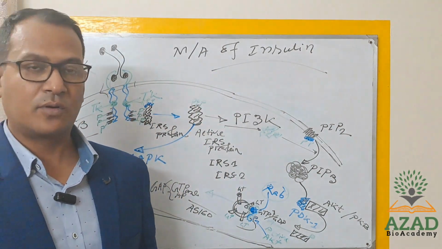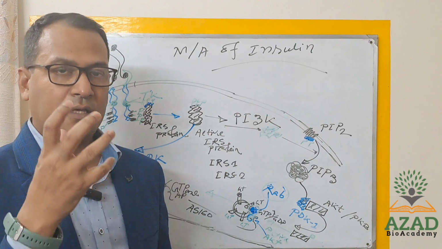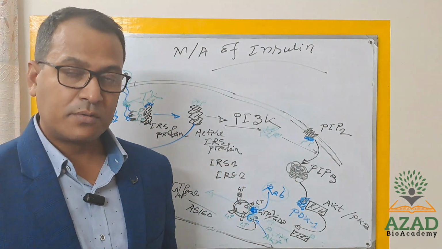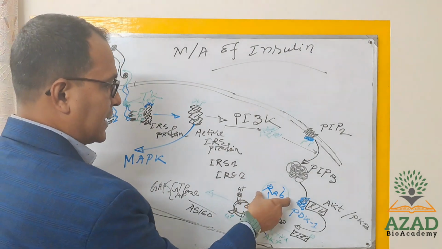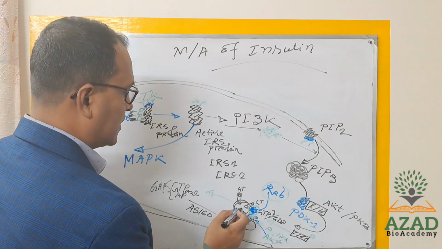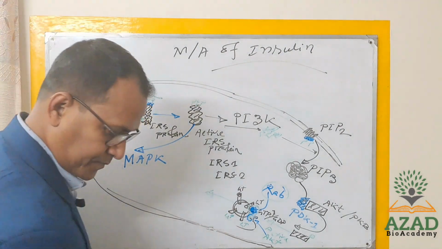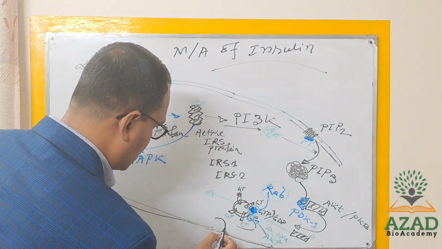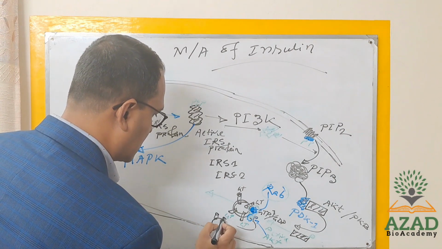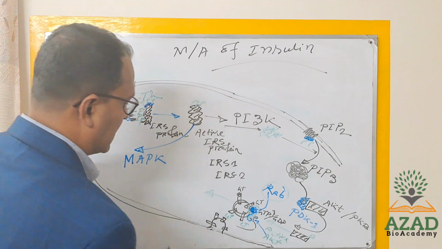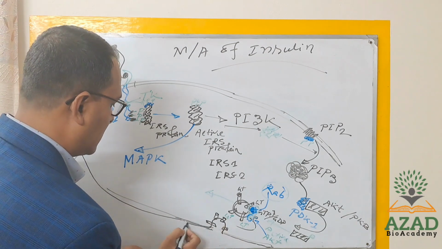Those motor proteins are basically myosin 5, you can say kinesin, you can say microtubule proteins. That means different types of motor proteins are there. With the help of motor proteins, the RAB protein will translocate the glucose transporter vesicle to the membrane. So that vesicular protein will attach with the membrane, with the glucose transporter, and it will fuse with the membrane, and that transporter protein will be a part of the membrane.